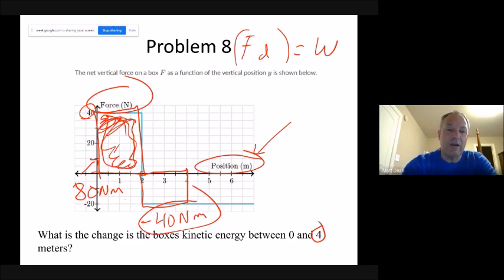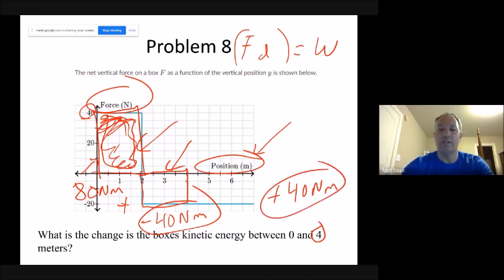Now we want to add the two areas. So add the area from the first box to the area of the second box. So 80 plus -40, we end up with positive 40 newton meters of work, or positive 40 newton meters of change in kinetic energy. Remember that work is equal to change in kinetic energy. And think of this as net work is equal to change in kinetic energy.